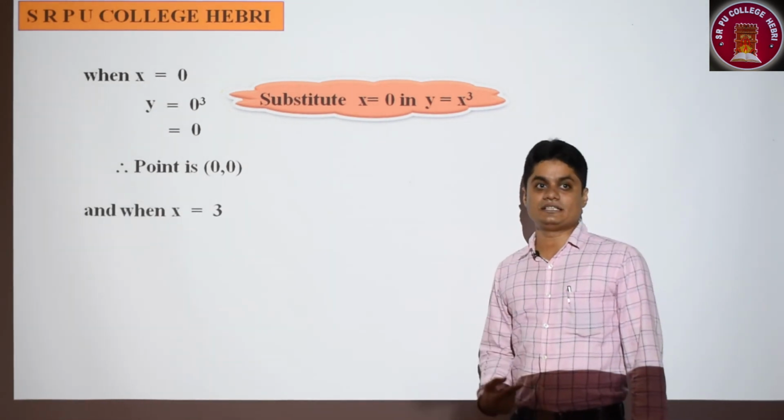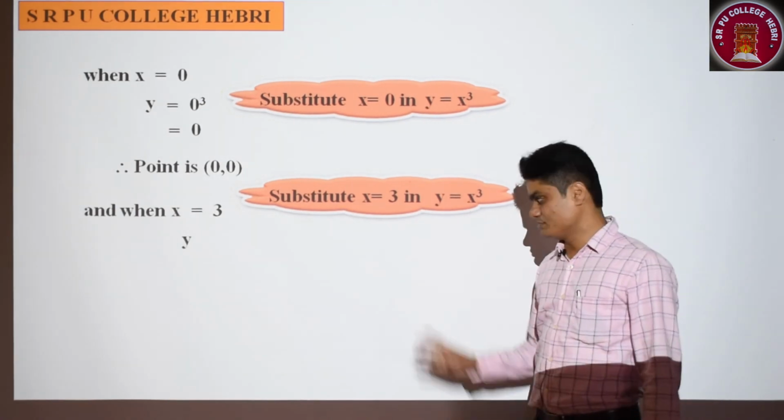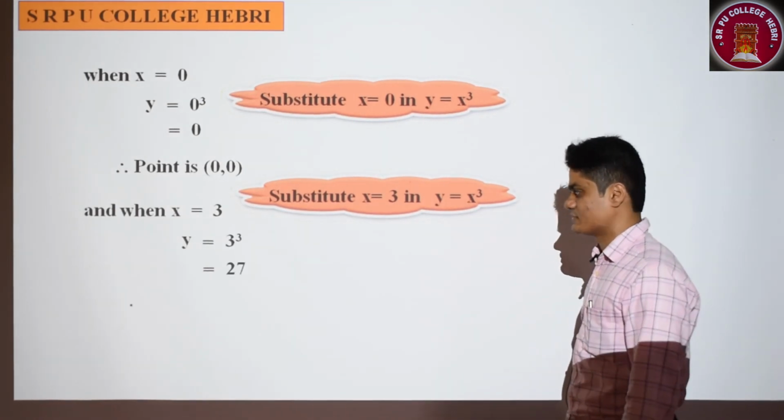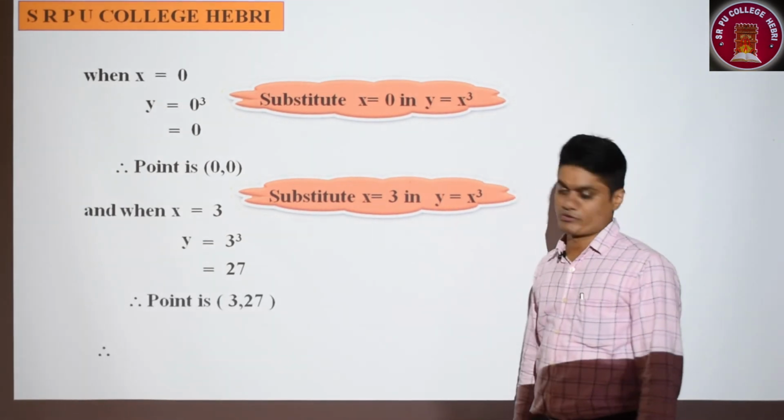Similarly, you have to find out another point. Okay, when x is equal to 3, substitution and simplification will be very simple. So 3 cube, which is 27. So another common point between the curve and the tangent is 3, 27.